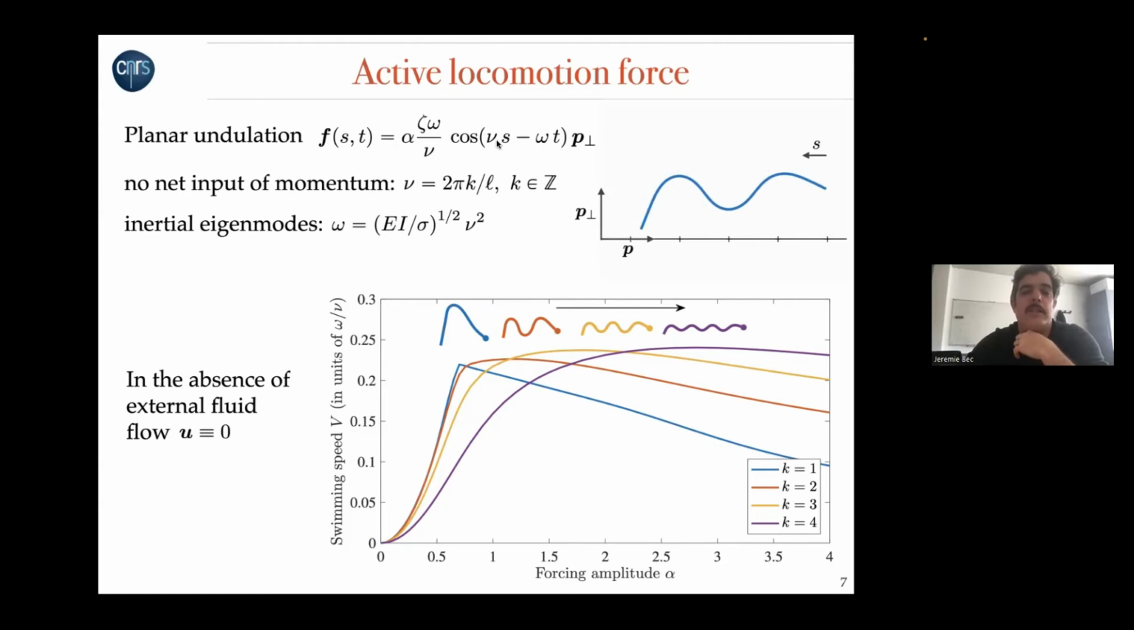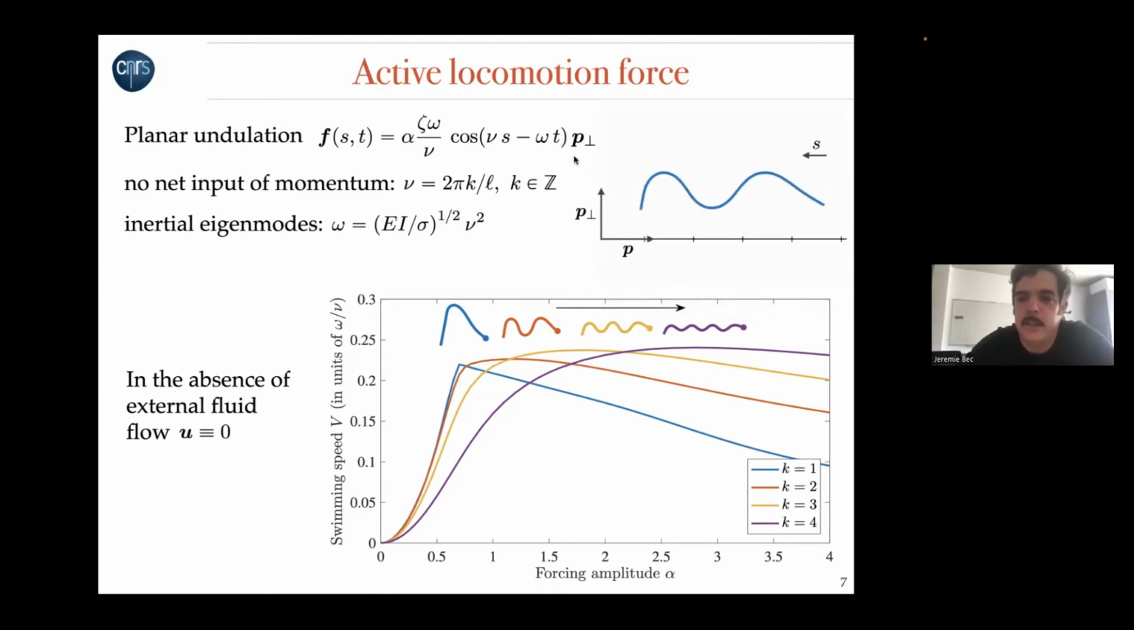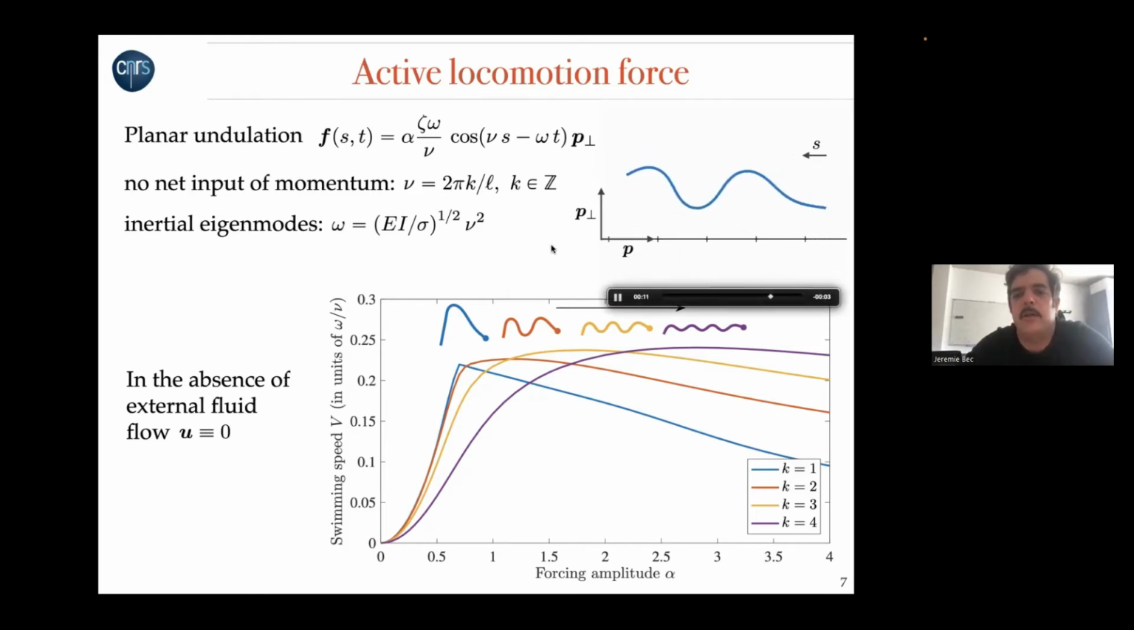So the wave will have a given wave number, and will propagate with a given velocity omega, and then with a rescaled amplitude, and basically we will have a dimensionless parameter, this alpha, that will measure what is the amplitude of the force in dimensionless units. So in order not to cheat, the wave is propagated along a given direction, and this will result in a motion in the direction perpendicular to this wave.